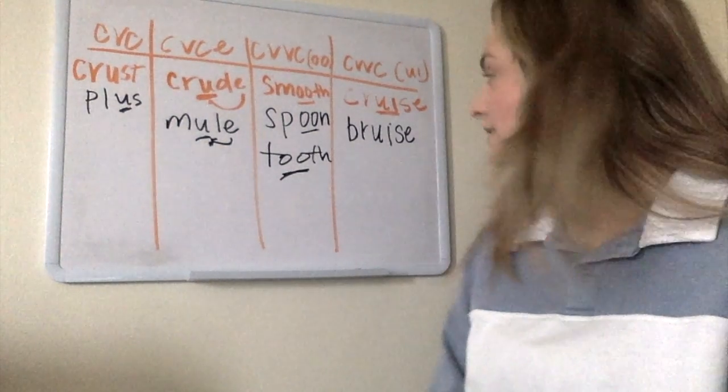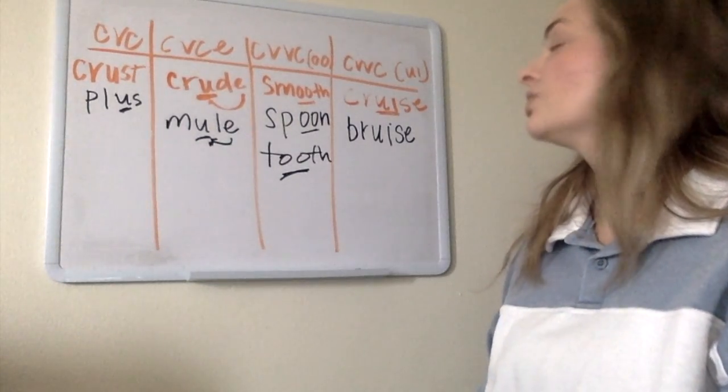Your next word is bruise. Nice job, boys and girls. It does go under our CVVC UI spelling pattern column. We see that UI vowel team. We know that U is going to do the talking, so we're going to hear that ooh sound. So we hear a long U vowel sound in bruise.